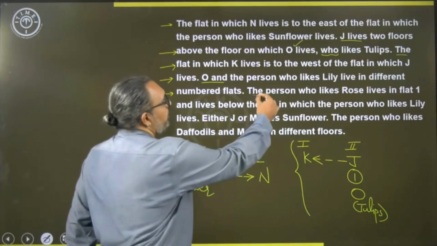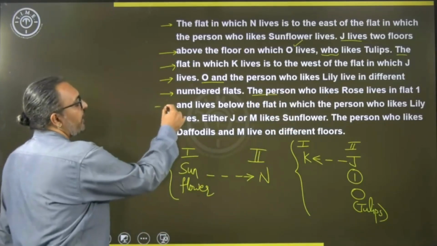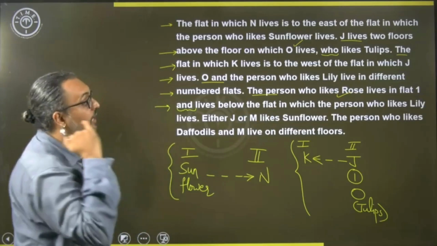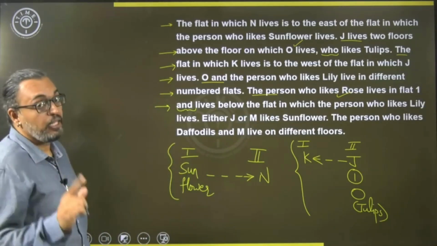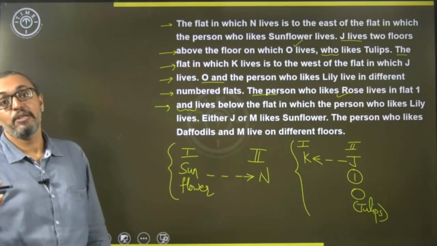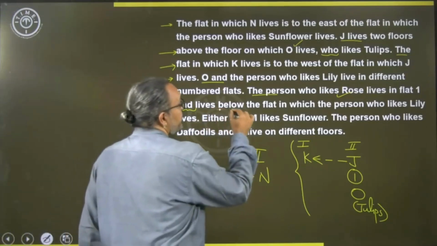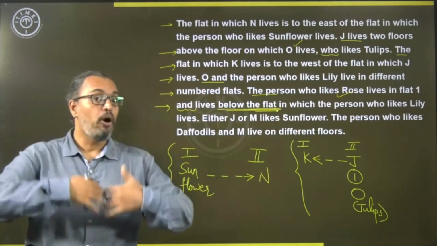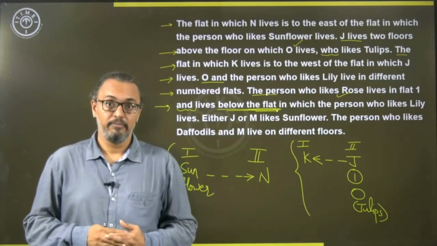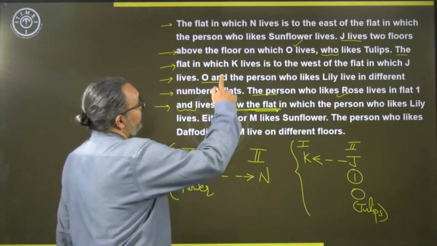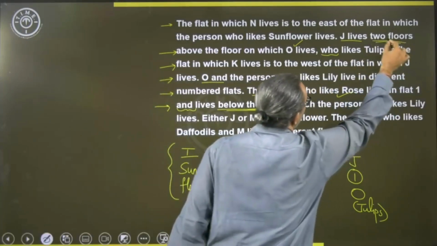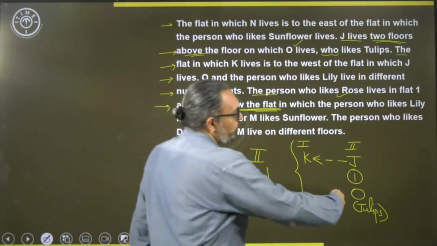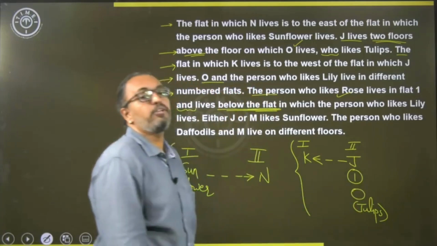Then the next one, the person who likes Rose lives in flat 1 and means Rose is below the flat in which the person who likes Lily lives. See. Now, when you have multiple flats, we need to be careful with respect to the condition. So, here he says below the flat. So, when he says below the flat, by default, we have to take the same flat number. Understanding the point? So here in the earlier we had a floor condition. See, J lives 2 floors above. So when he says J lives 2 floors above, we don't know whether they are in the same flat number or different flat number.